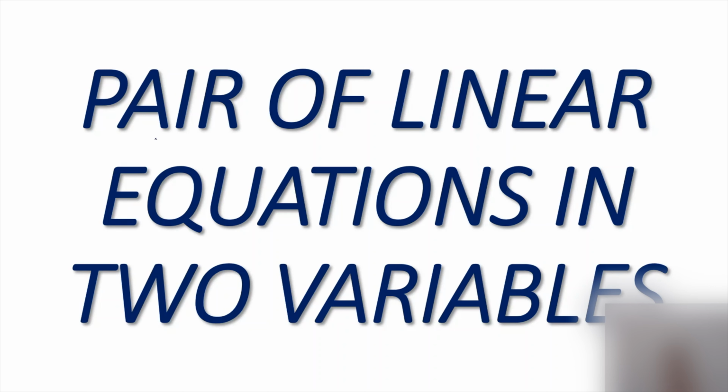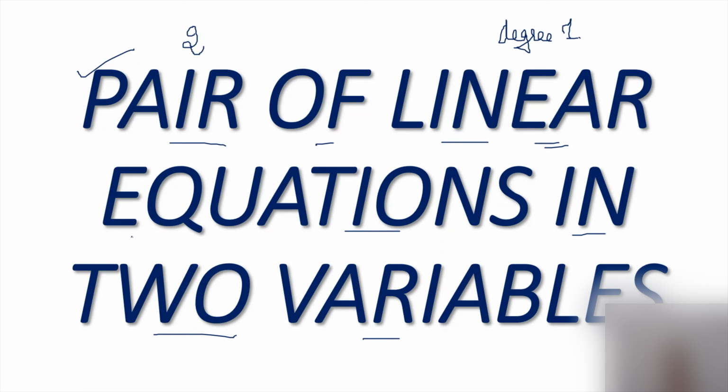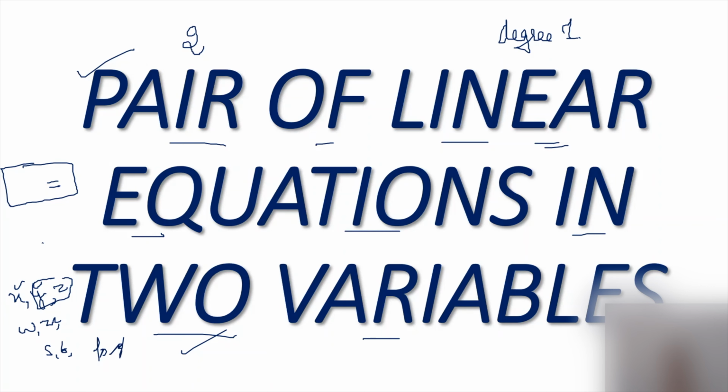Today we are going to learn about pair of linear equations in two variables. Very first, what is the meaning of pair? Pair means two at a time. Linear means degree 1. Equation means the statement which has an equal sign in it. Two variables means we have two variables, maybe x, y, or y, z, or w, x, or s, t, or p, q, or u, v. It means two variables will be taken at one time.